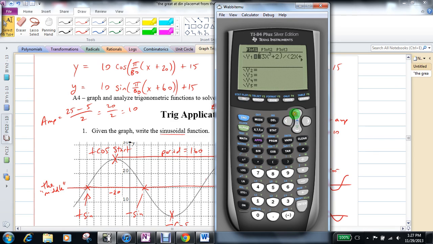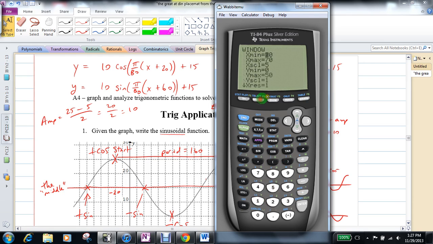Now if we go to y equals, we can put in the equation that we have created. Doesn't matter which one you choose. And type it in, being careful of proper brackets and closing off the brackets appropriately as well.